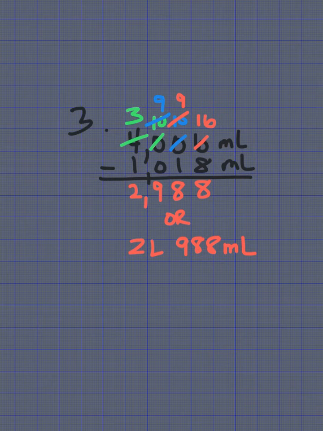All right, started in green again. I had to go all the way over and regroup, and come over. Remember that this is a 6, so this would be 16 minus 8. All right, my answer would be 2 liters, 988 milliliters.